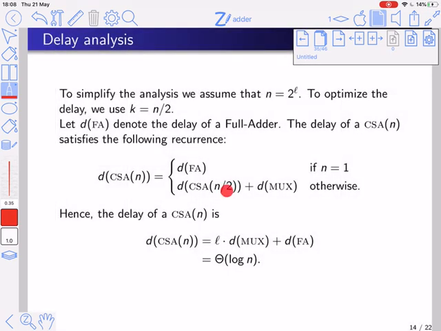So we have this recurrence, and we are familiar with this recurrence. Its solution is that the delay of a CSA n equals log n times the delay of a mux plus the delay of a full adder, namely big theta of log n. So this is a very nice delay, because this delay asymptotically equals the delay that the lower bound told us, that the delay had to be at least logarithmic.